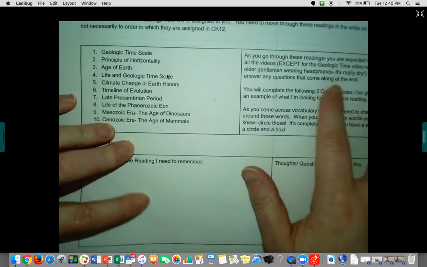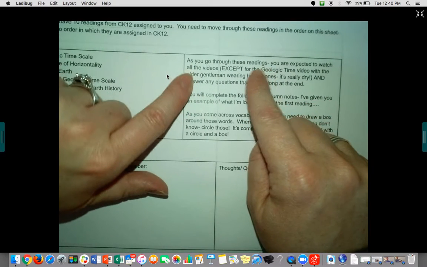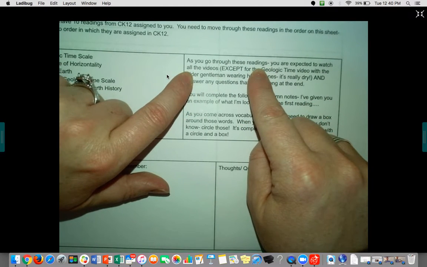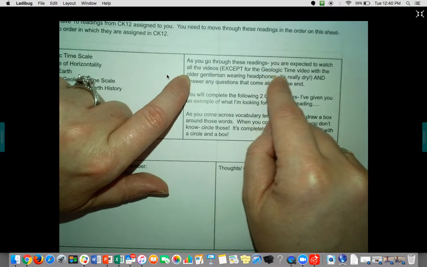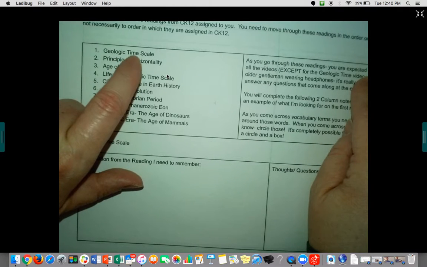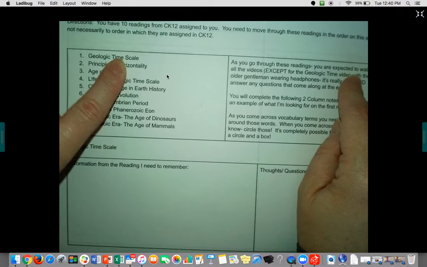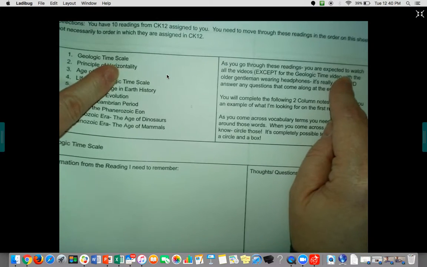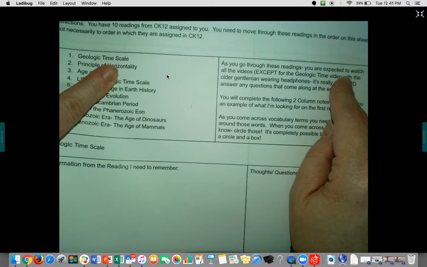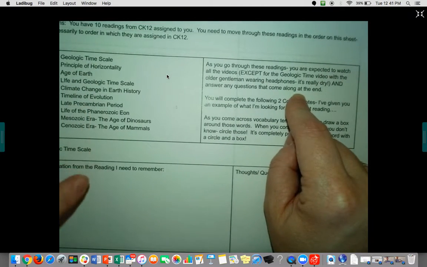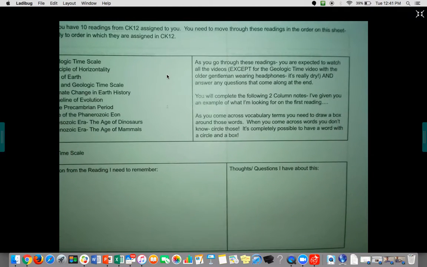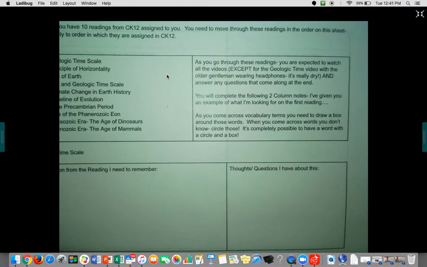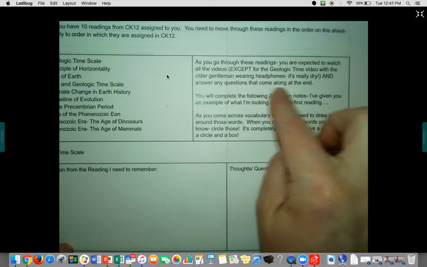Here's what you're going to do. As you go through the readings on your computer, you're expected to watch all the videos except for the geologic time video. This first one, geologic timescale, has a video with an old gentleman wearing headphones. Don't watch it. It's awful. It's really, really boring. I'll have other things to show you instead that are much more informational, much more current, and much better all around. And answer any questions that come at the end.